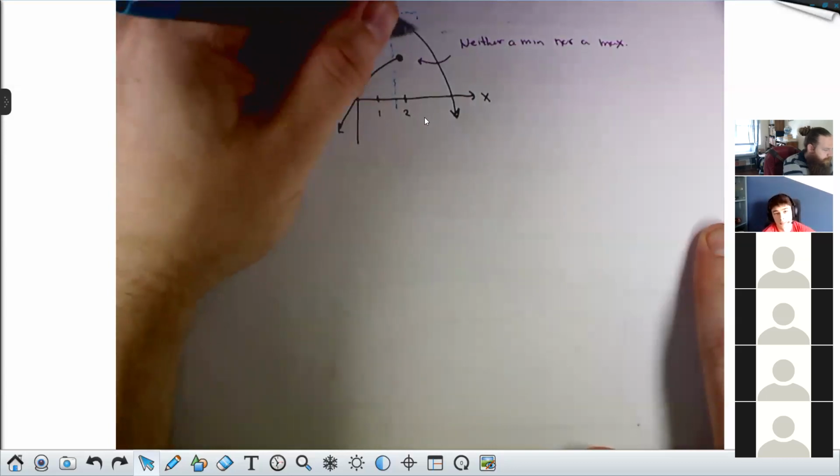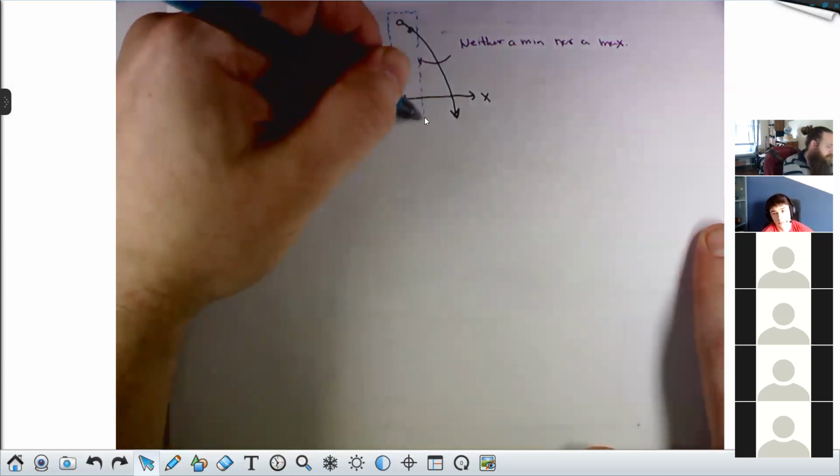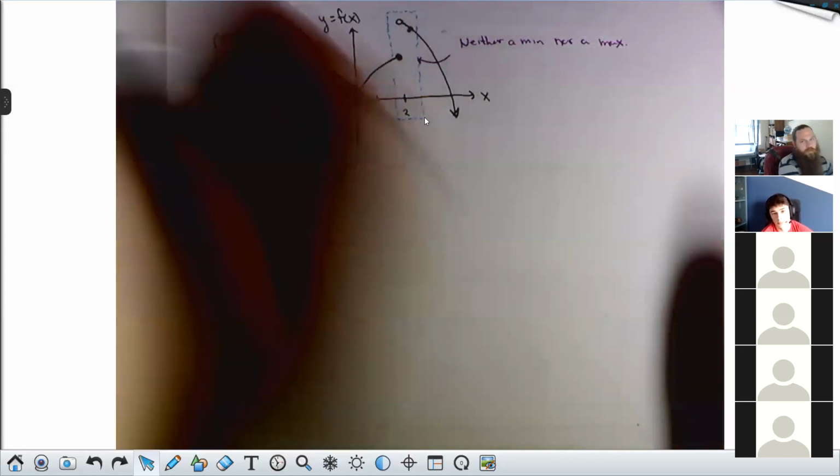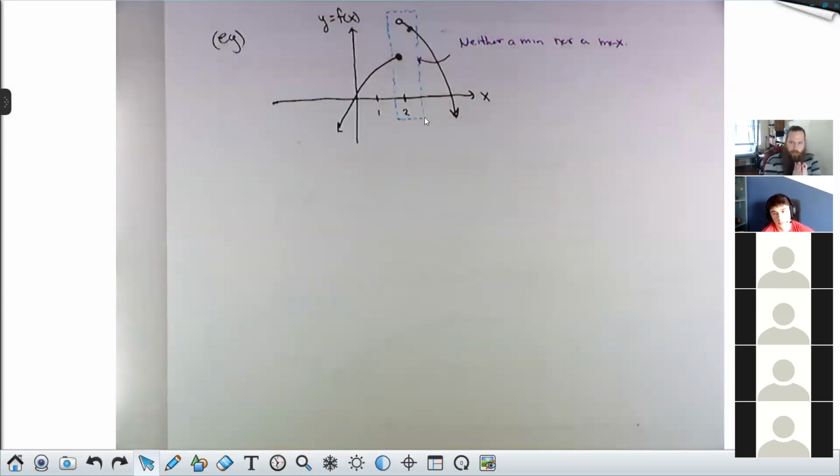Is this the tallest point in that window? Is this the lowest point in that window? Can I shrink the window to make it the tallest or lowest point? If you can, then yeah, that's a min or a max. But if you can't, then no. Okay, enough on local extrema.